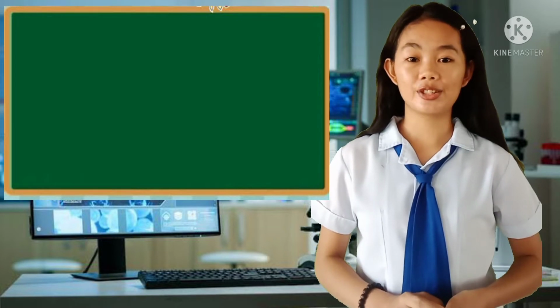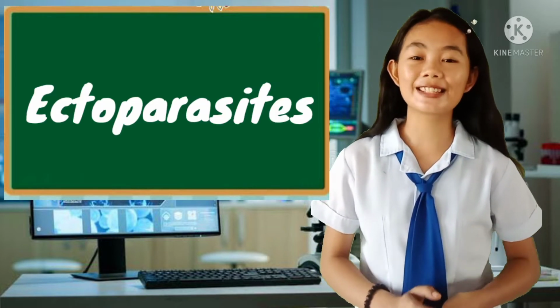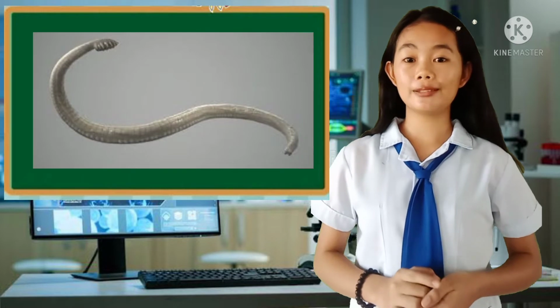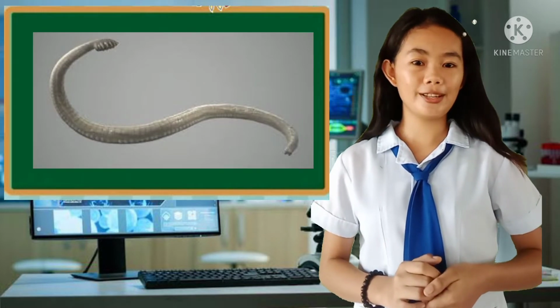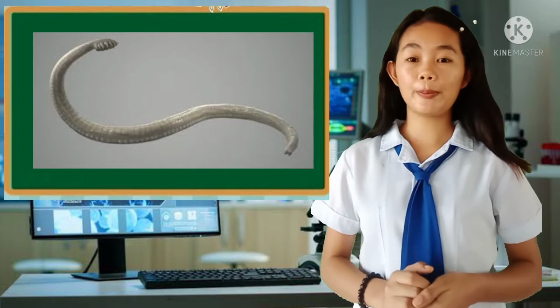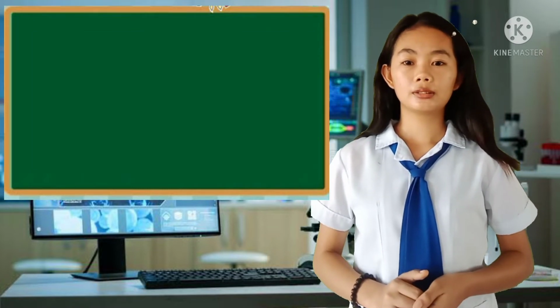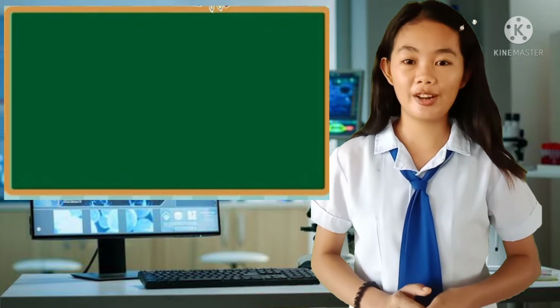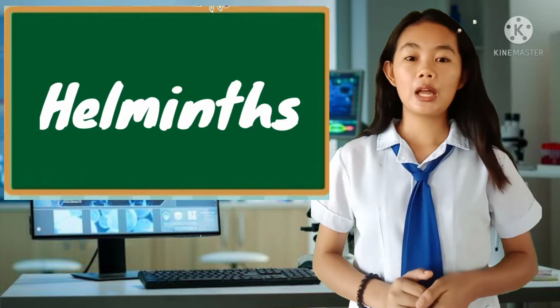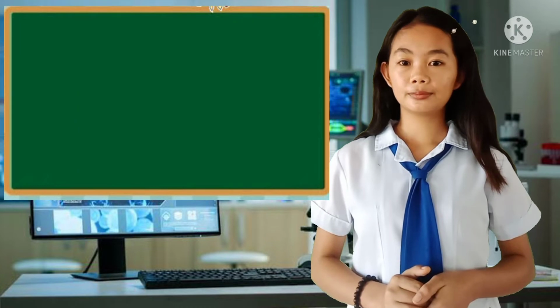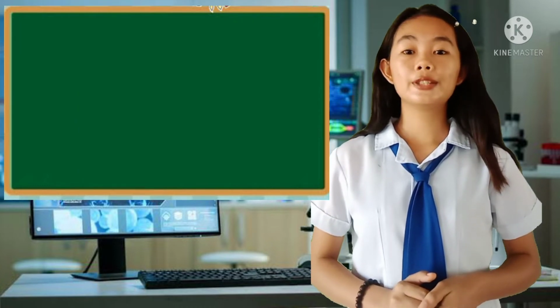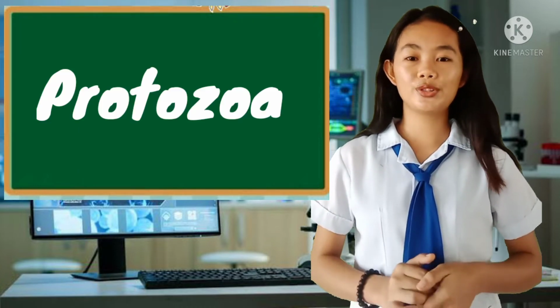The correct answer is ectoparasites. Number 2. Where do you think tapeworm belongs? Is it from protozoas, helminths, or ectoparasites? The correct answer is helminths. How about Balantidium? The correct answer is protozoa.